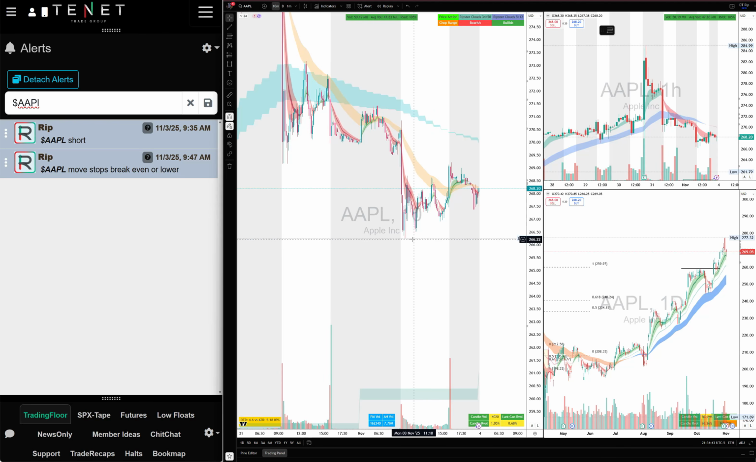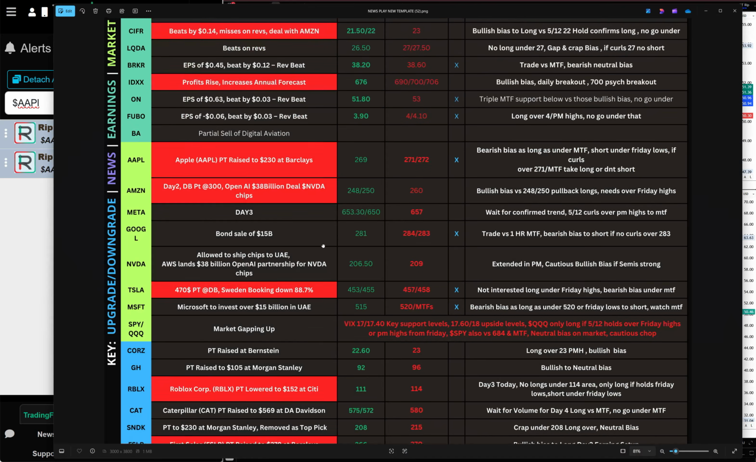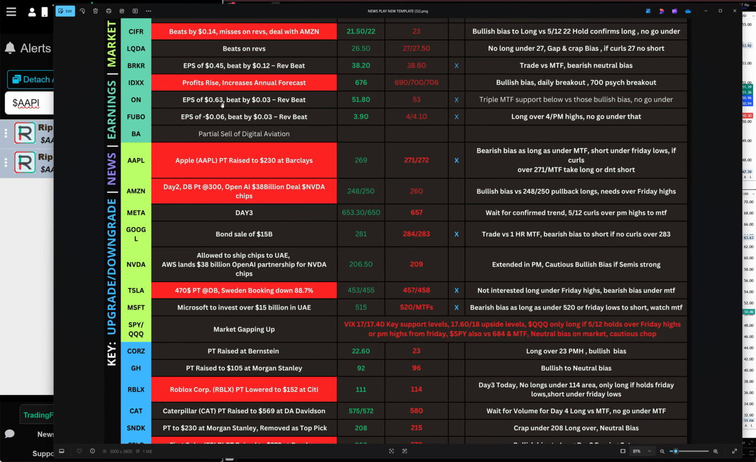And it was a good enough trade in the morning to take some of those profits. There was one loser today as well for us. That was ON Semiconductor. ON Semiconductor was a play for us, which we were trying to trade versus the 50. It had earnings, so triple MTF support below versus those bullish buys.